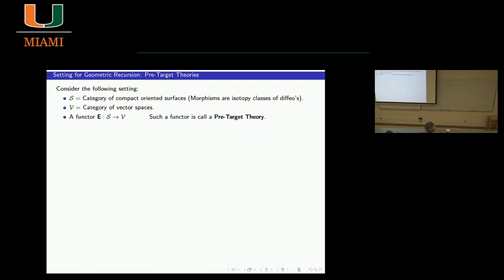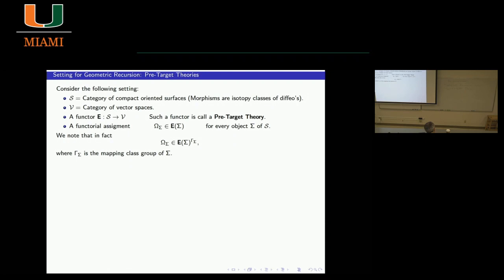And I am interested in a situation where I have a functor from surfaces to vector spaces. And such a thing I will just call a pre-target theory. So in other words, to any compact oriented surface, it associates naturally a vector space in such a way that diffeomorphisms act on these things. And so in particular, I get a representation of the mapping class group on each vector space associated to each surface.